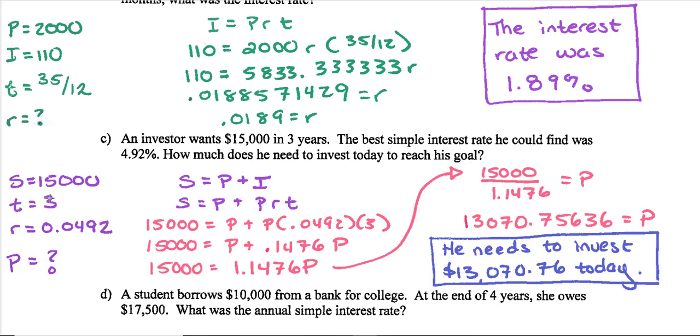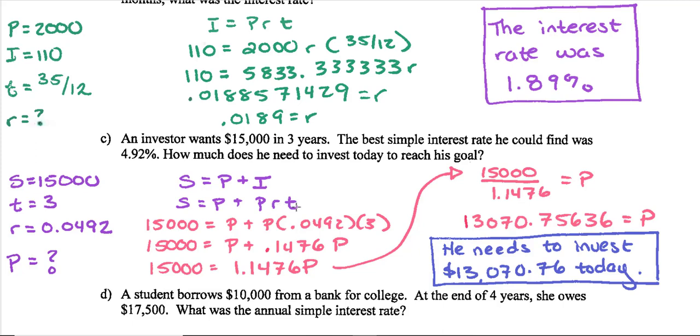T is going to be 3. His interest rate put into decimal is 0.0492. Now we don't know what I is, right? That in simple interest is not given to us, but we do know how much he wants today is what we're looking for, which is P. So future value is S equals P plus I. Well, what is I? Simple interest is PRT.